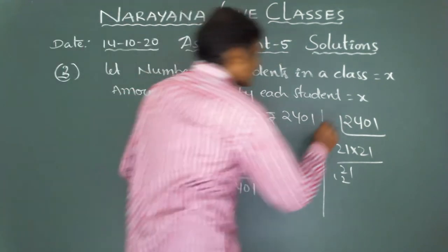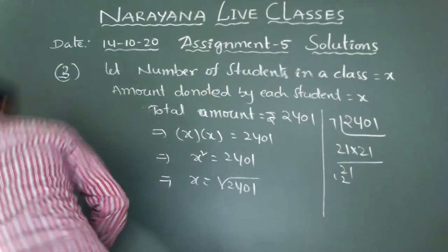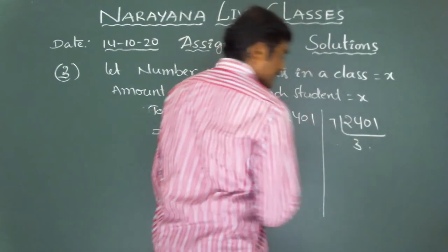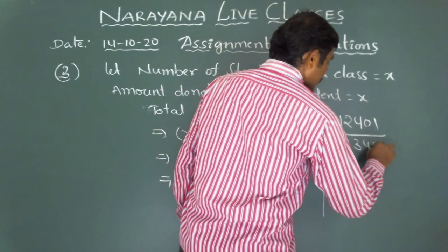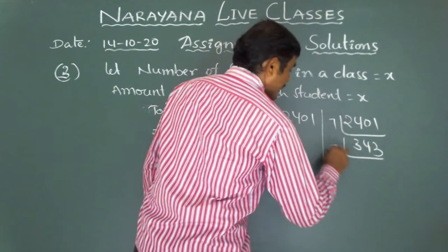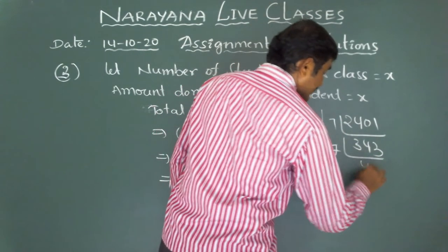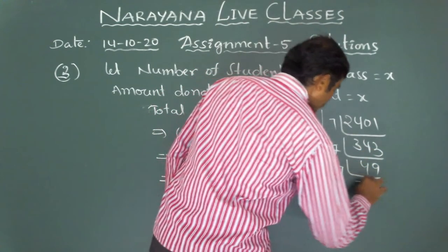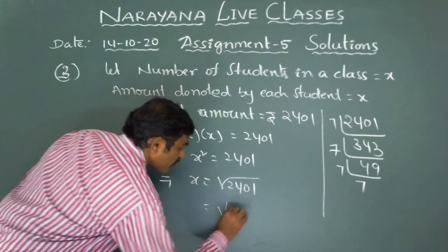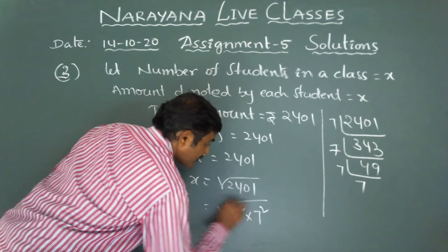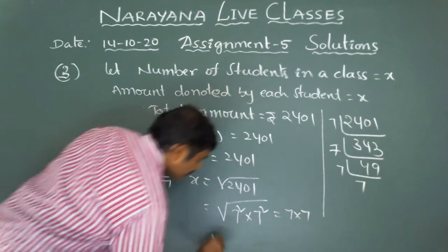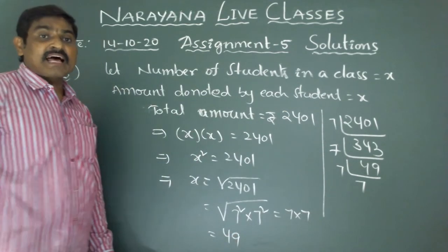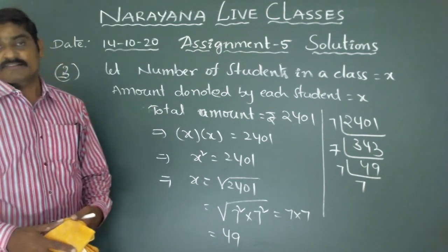Let us divide with 7. 7 threes are 21, 7 fours are 28, again 7 threes. Now again 7 fours are 28, 7 sevens are 49. So we can write it as the square root of 7 square into 7 square, which is equal to 7 into 7, which means 49. So the number of students in the class is 49.